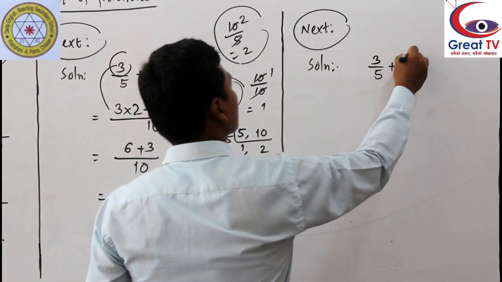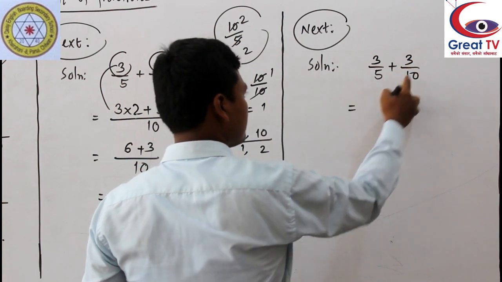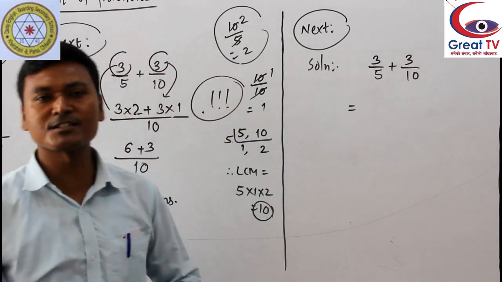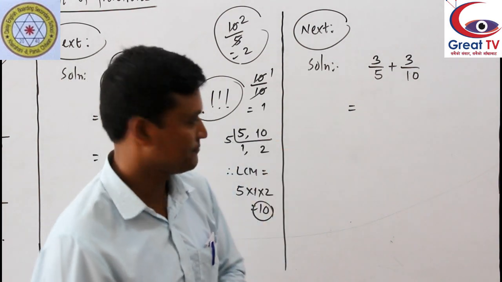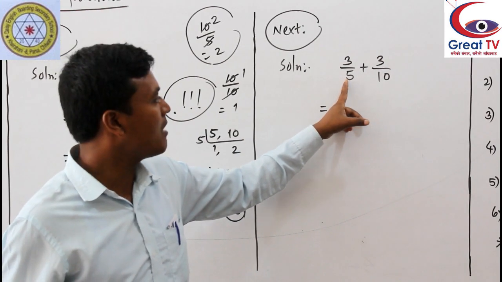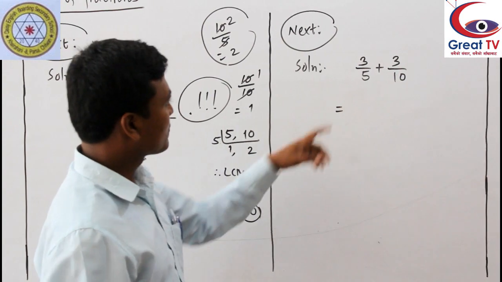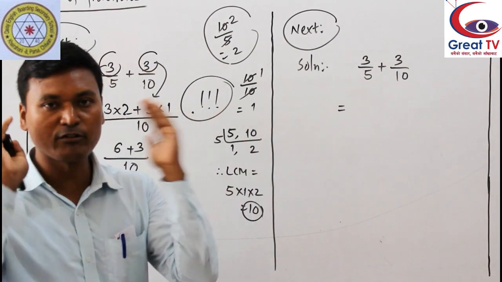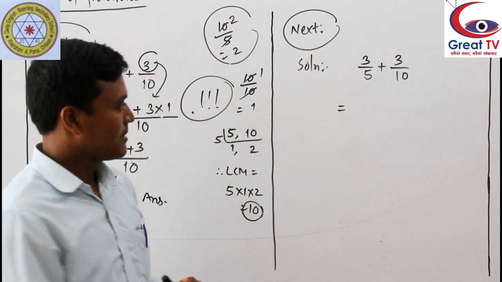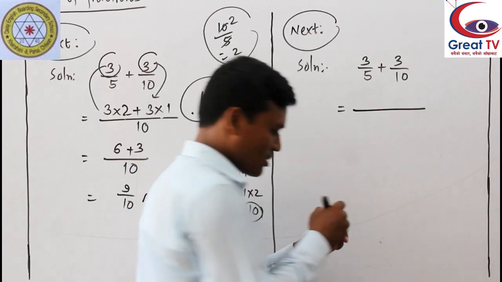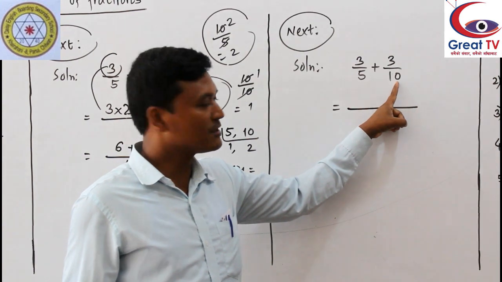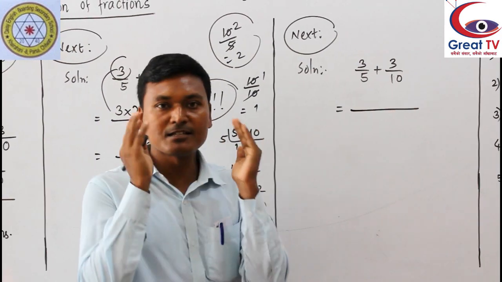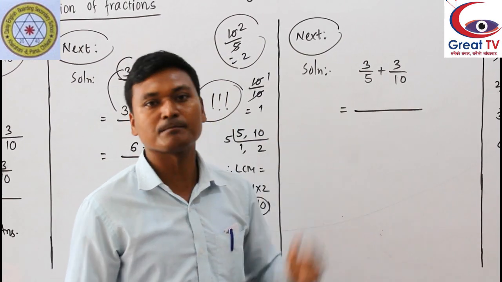Upon 5 plus 3 by 10. Then the first step, check the denominators. Are the denominators same? No. What are the denominators over here? 5 and 10. So let us solve it by the direct idea. So please listen to me carefully. What's the first denominator over here? 5. The second denominator, 10. Please listen to me carefully. This is the direct method.